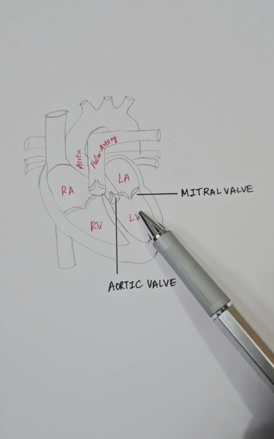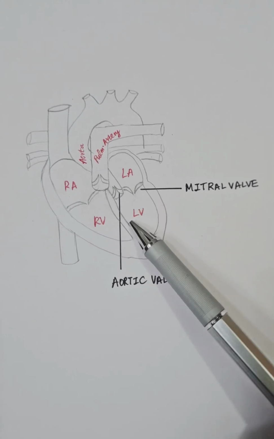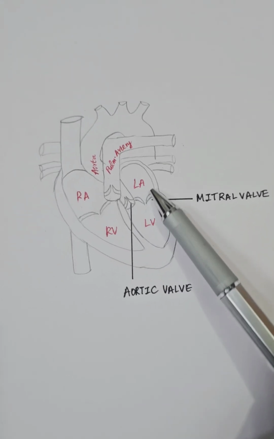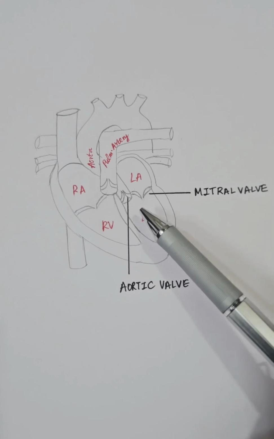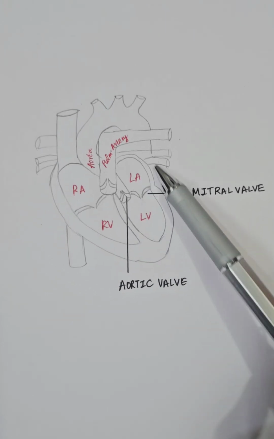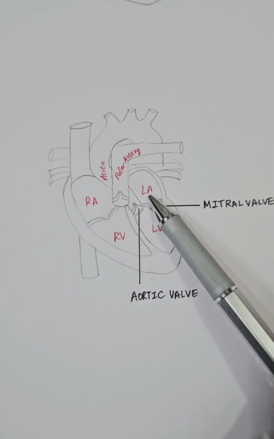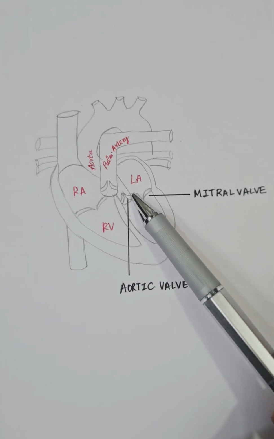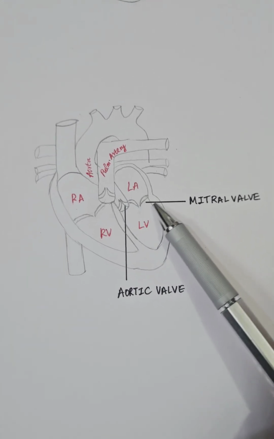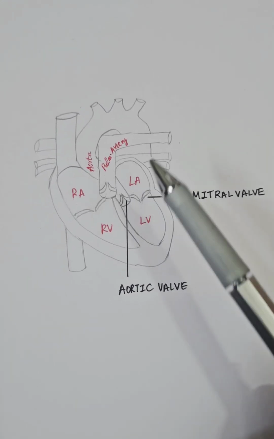So next phase is rapid filling. There is reduced pressure in the left ventricle and increased pressure in the left atrium compared to the left ventricle. Because it's relaxing, the pressure reduces. So the left atrium has high pressure, and due to a passive process called rapid filling, because of the opening of the mitral valve, blood goes from the left atrium to the left ventricle.